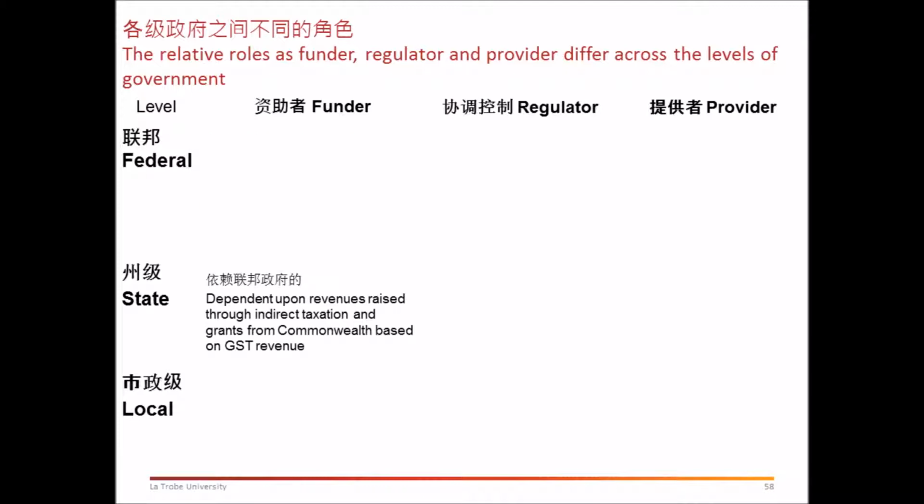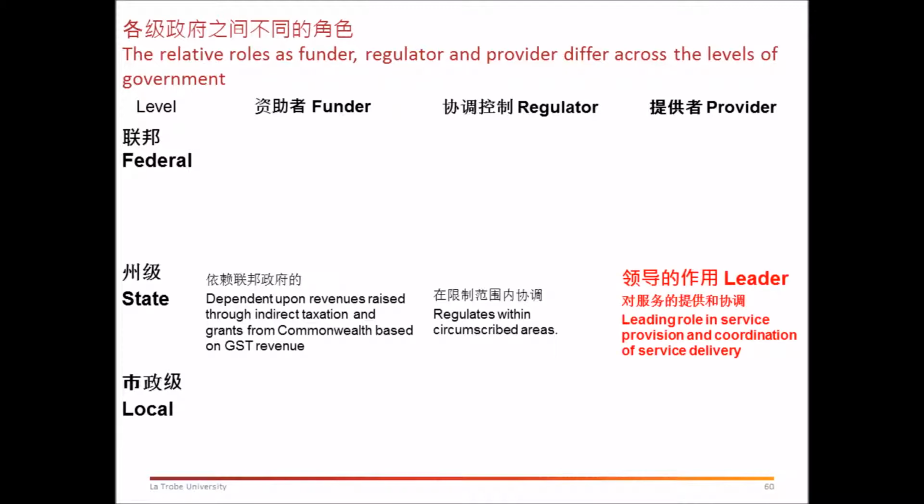But state governments are dependent on revenues raised through indirect taxation and grants from the Commonwealth based on GST revenue, and they're able to regulate within circumscribed areas, even though constitutionally they have responsibility for health. But what tends to happen is, because of the power of the federal government, the federal government encourages consistency across the states. But the leading role of the state governments is in the service provision and coordination of service delivery in each of the different states.